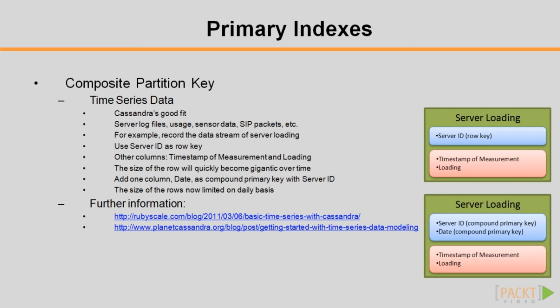A better way of not overwhelming the row is to add one column, such as date, as a compound primary key with server ID. This date bucket pattern can then limit the size of the rows on a daily basis, making the rows more manageable.